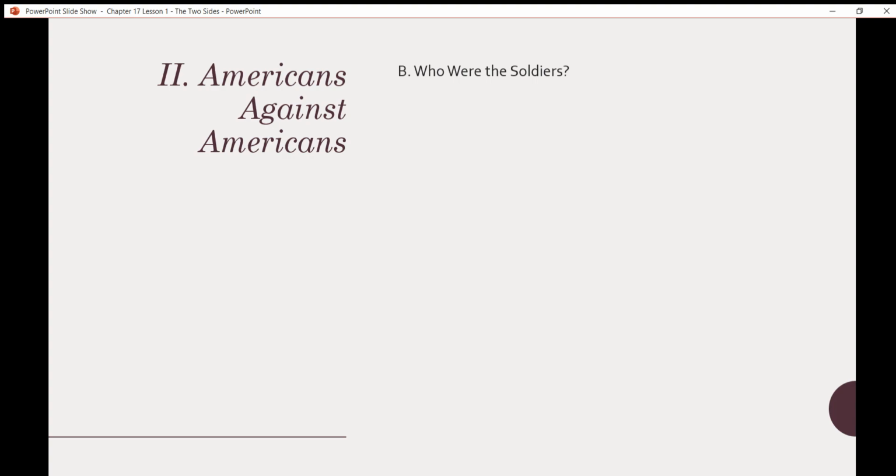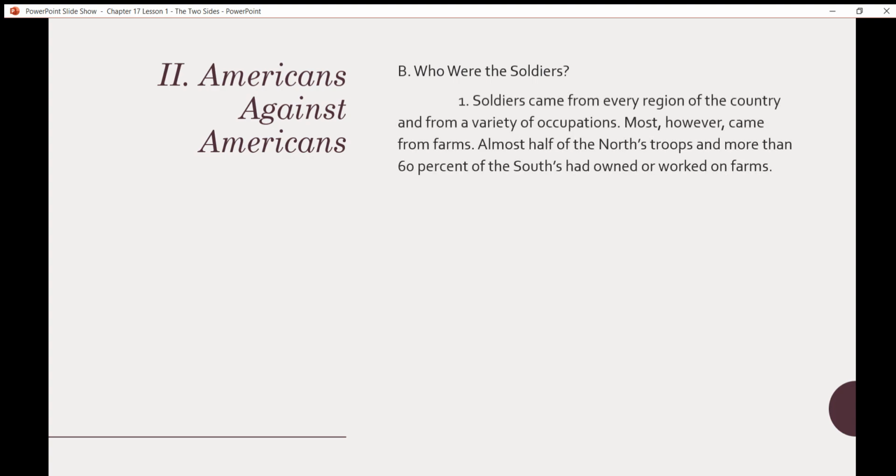So who were the soldiers that made up the war? Pretty much soldiers came from every region of the country and from a variety of occupations. Most of them, however, came from farms. Almost half of the North's troops and more than 60% of the South's had owned or worked on farms.